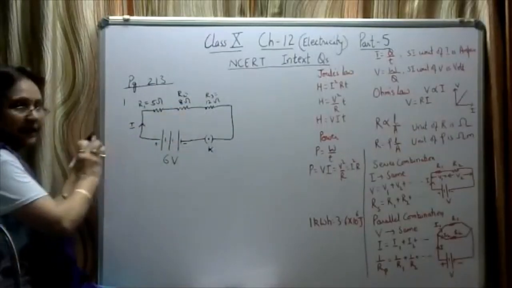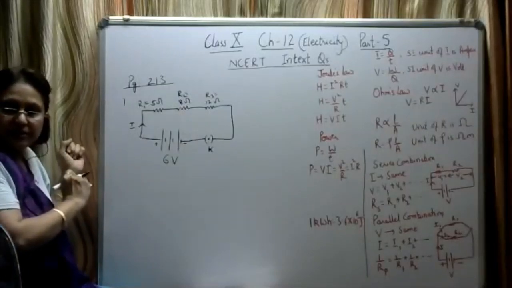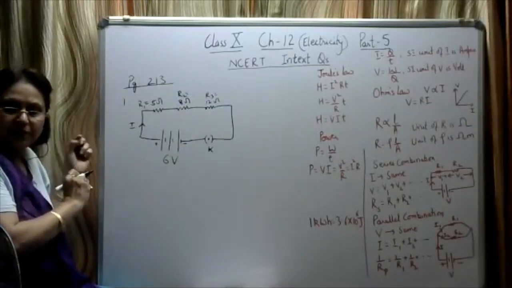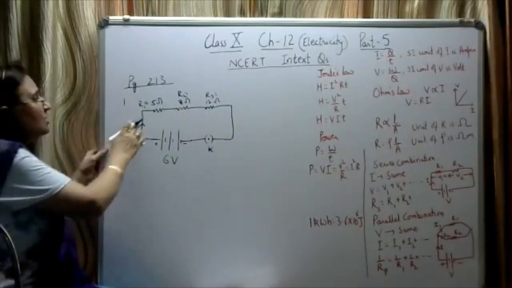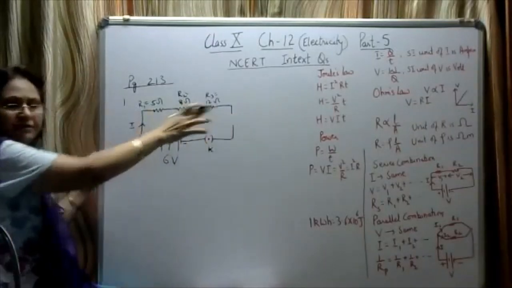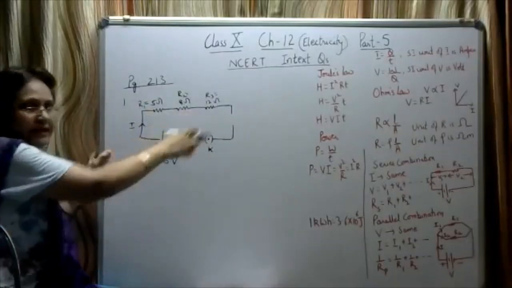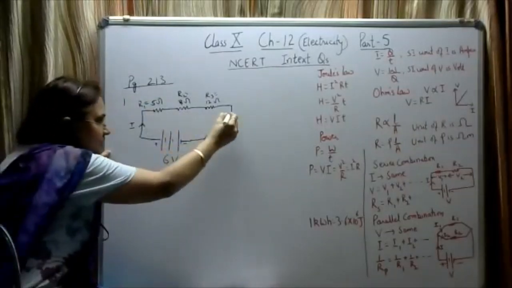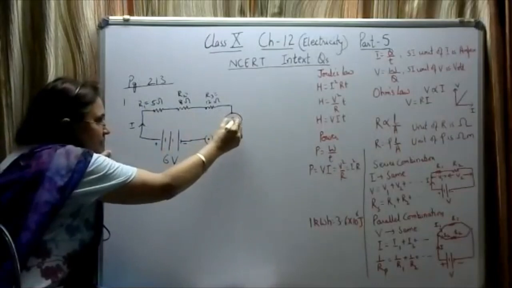Okay, so the ammeter, we know, is connected in series. Why is it connected in series? Because its resistance is very, very low. So it is always connected in series. Let us connect it here. Anywhere in between you can connect it because the current flowing through each of the resistors is the same. So let us connect the ammeter here.